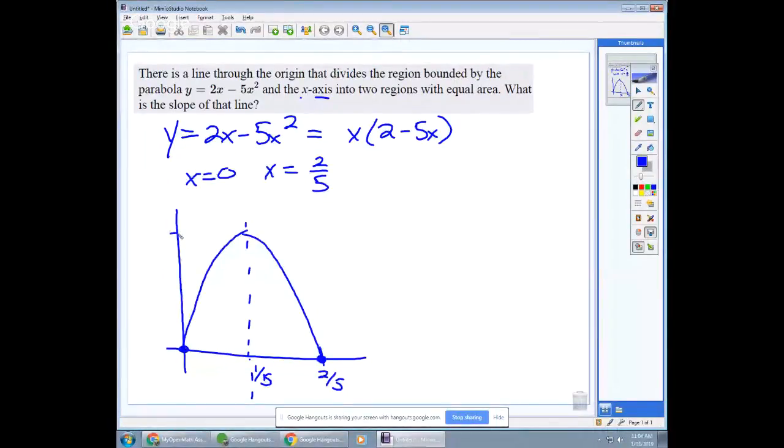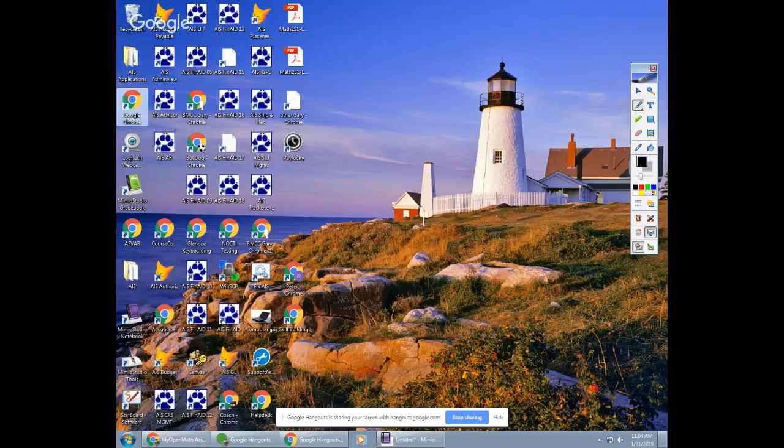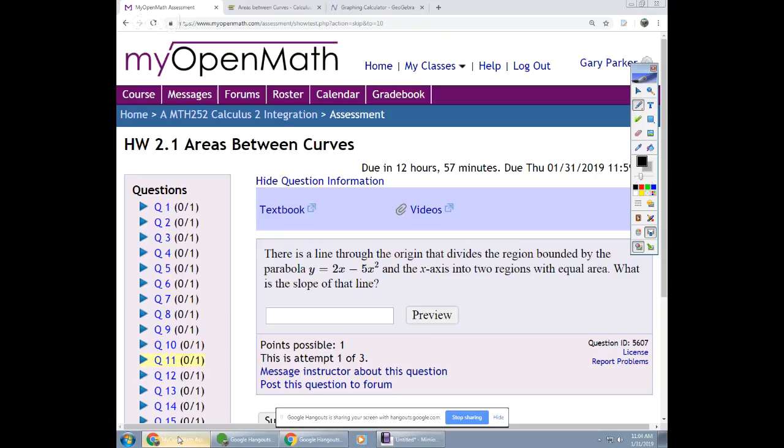And whatever that line value is up there, I don't really care, because you can easily integrate that and get this area. So that's step 1: find that area, which is just the integral from 0 to 2/5 of 2x minus 5x squared dx.